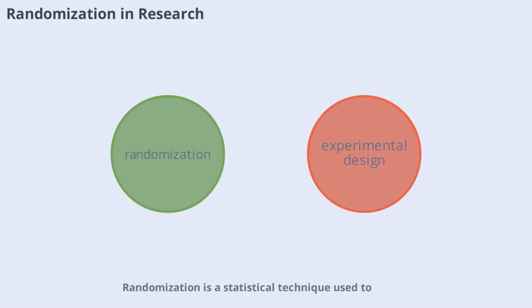Randomization is a statistical technique used to assign subjects to different groups by chance. This helps eliminate bias and ensures that the groups are comparable. Randomization is a cornerstone of experimental design in scientific research.